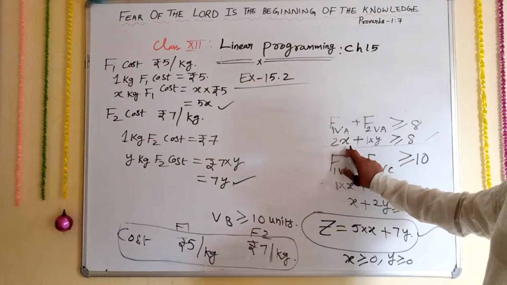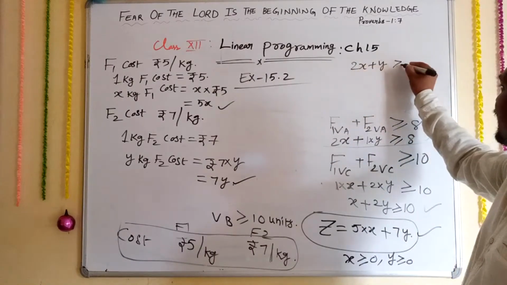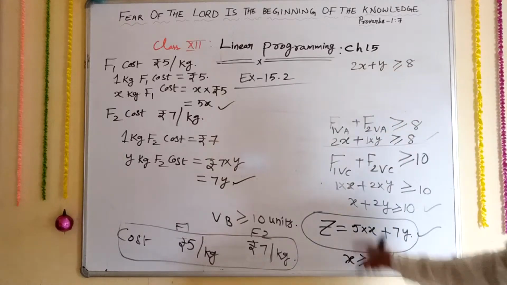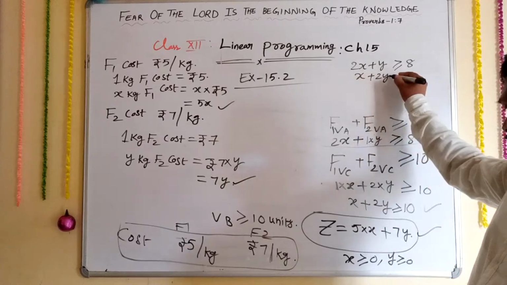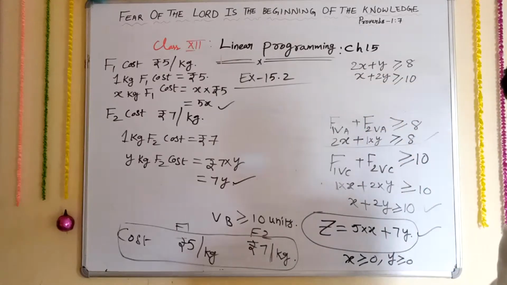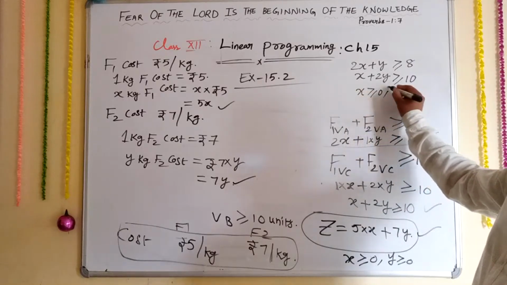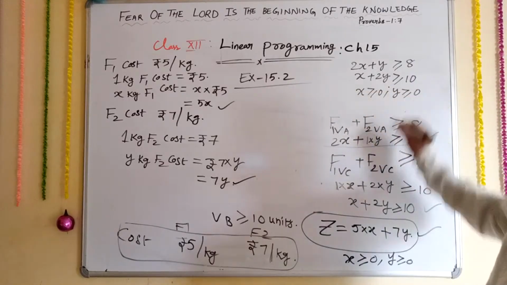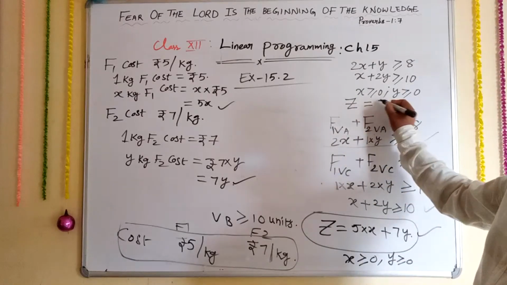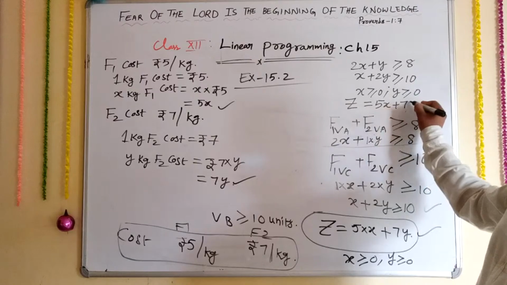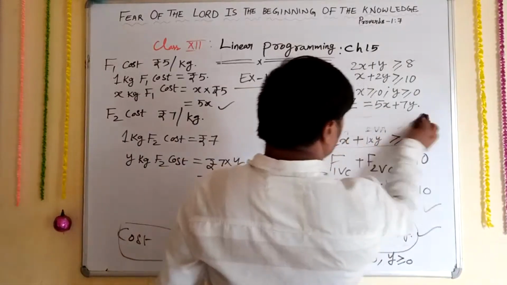So the first equation is 2x plus y is greater than or equal to 8. The second one is x plus 2y is greater than or equal to 10. Next, x is greater than or equal to 0, y is greater than or equal to 0. And our objective function is z equals 5x plus 7y. This is all about these things.